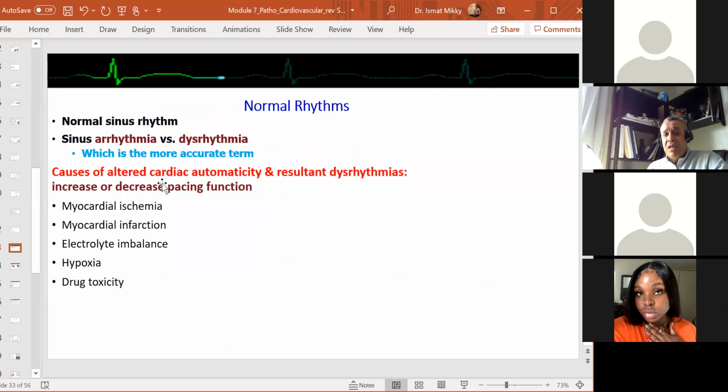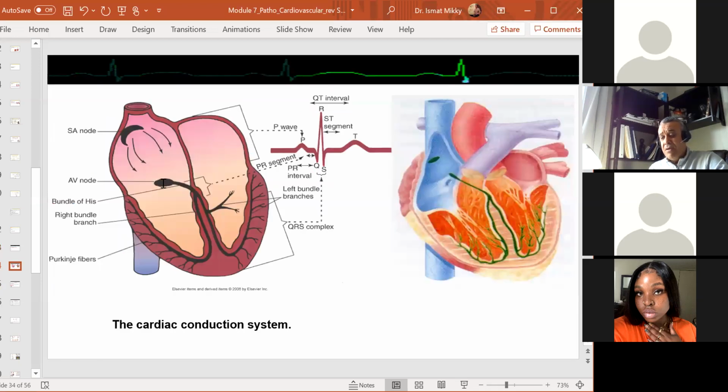Dysrhythmia could result from myocardial ischemia, infarction, MI, electrolyte imbalances like hypokalemia, hyperkalemia, and other electrolyte imbalances other than just potassium, decreased oxygenation, hypoxia, and drug toxicity. Certain medications, when they reach the toxic level, lead to dysrhythmias.